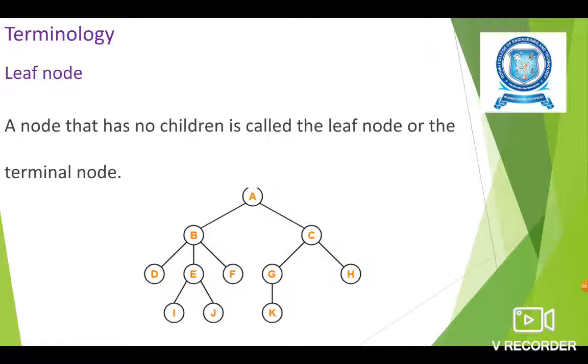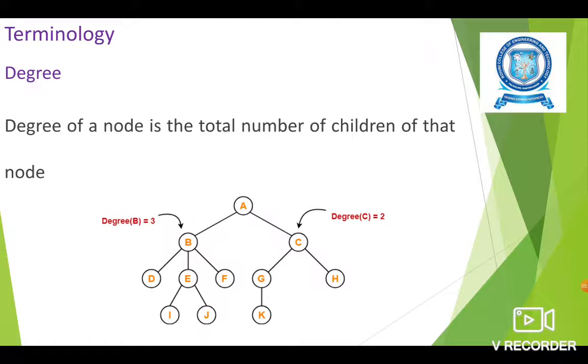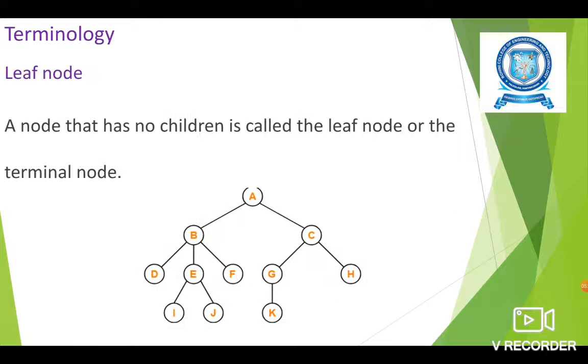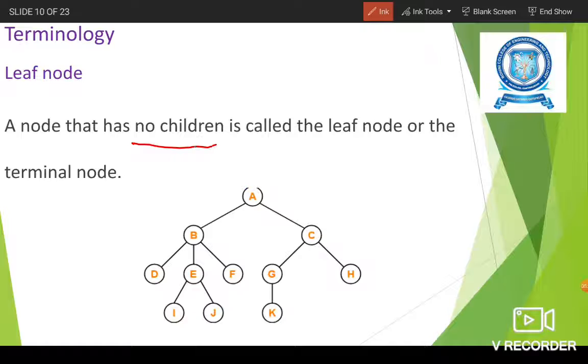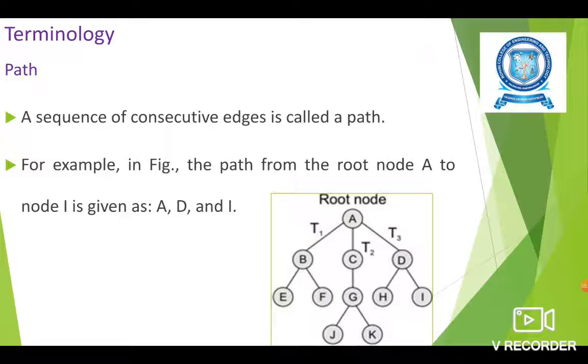And what about the leaf node? A node that has no children. Okay, a node that has no children is called the leaf node or the terminal node. For the given tree, D, I, J, F, K, H all are leaf nodes because they don't have any children.